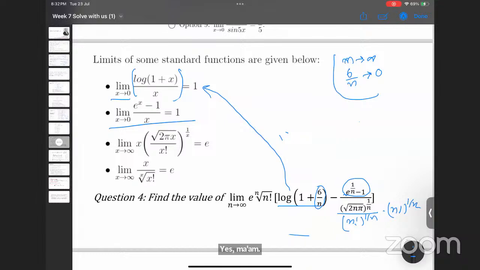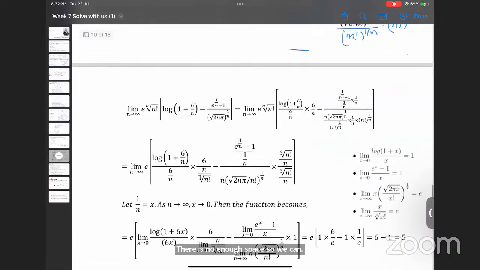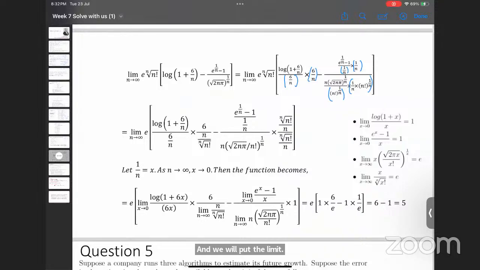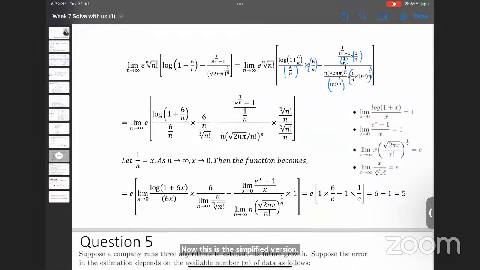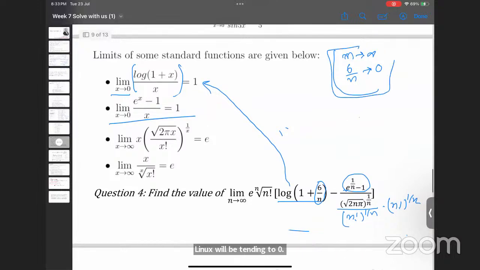So just adjust it. There is not enough space, so we can check it. See here what they did. They are balancing this term, right? This is what I just told, right? We are just balancing this term. Then we will put the limit. Now this is the simplified version. And now we will put 1 by n equals x. Then as n tends to infinity, x will be tending to 0. This fact, what I just said here.